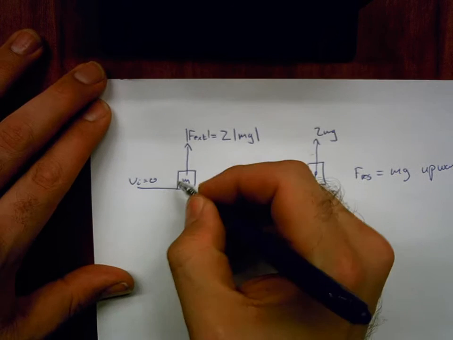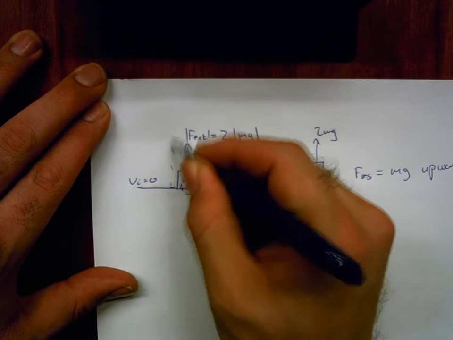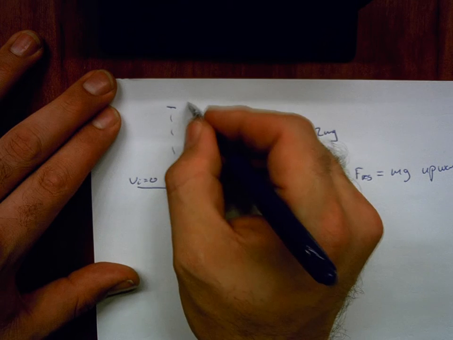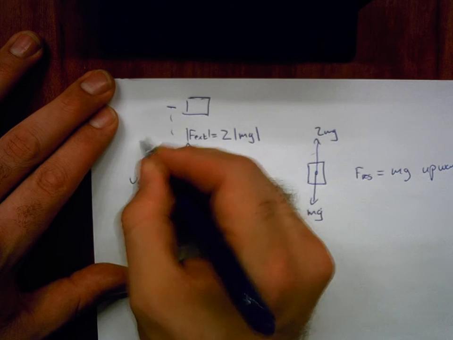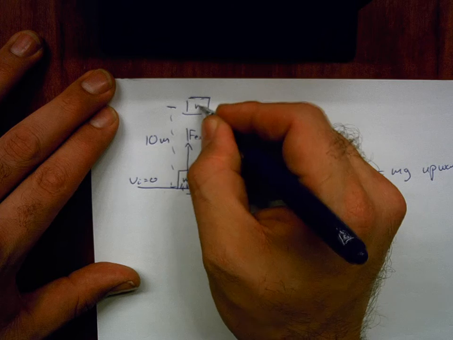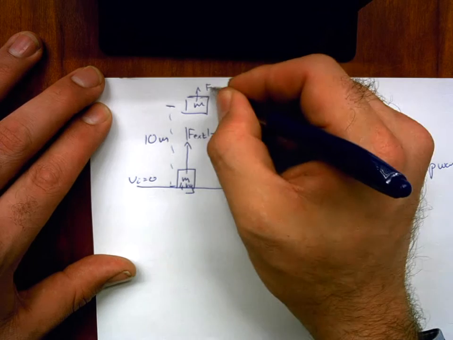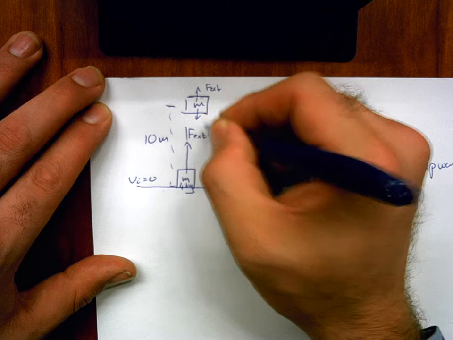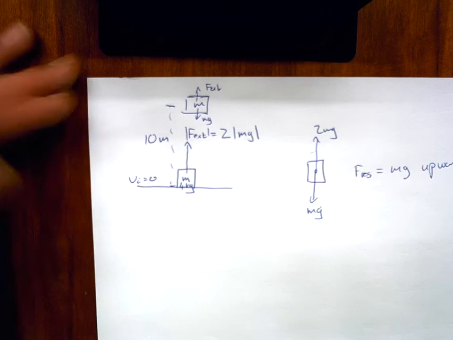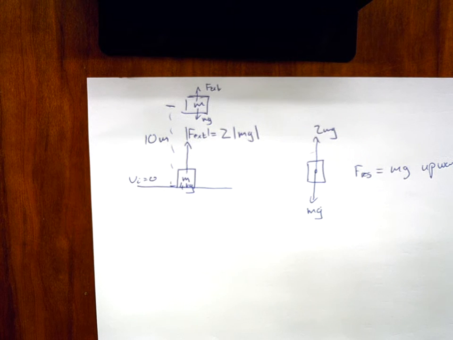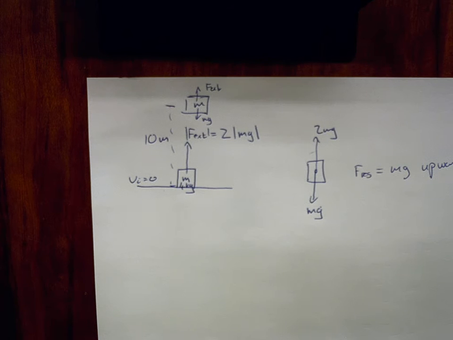And let's say we want to figure out, at some later time, this mass is 10 meters above the surface. And we still have our external force on it. We still have the weight going downwards. So we want to see what has happened.